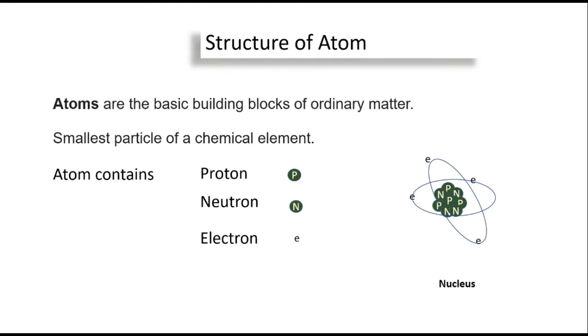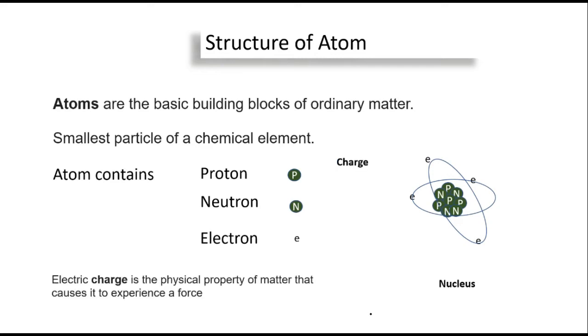And then we have studied that every proton, neutron or electron will have a different charge. Of course, the neutron is a neutral one, so the proton will have a positive charge, the electron will have a negative charge, and the neutron will be neutral. And what does charge mean? Charge means a kind of force it experiences.